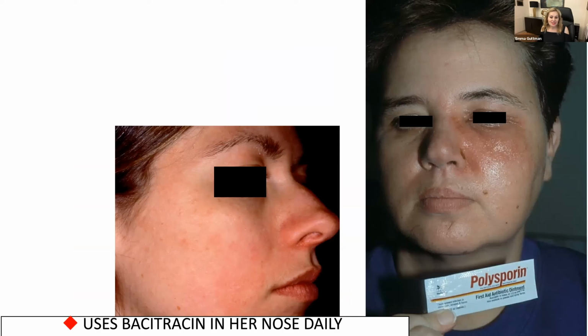Importantly, medications. We can have allergies to different medications such as bacitracin, gentamicin. We need to also remember that they have cross reactions. And here is a lady that was using bacitracin in her nose daily, and another lady that was using Polysporin around her eye.